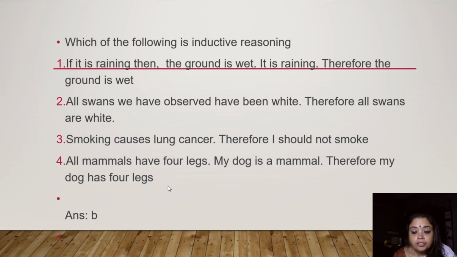So the future is repeating the past. That means in the past all swans we have observed have been white, therefore all swans are white. That is the answer, isn't it? Answer is B.